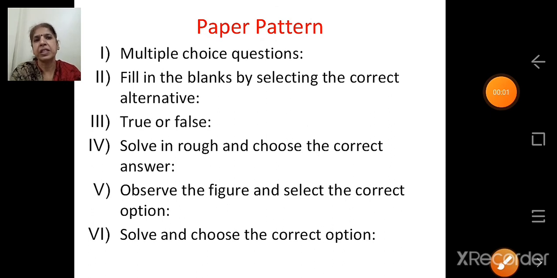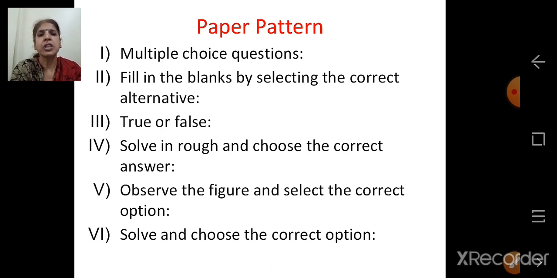Now this is the paper pattern, children. You will get an idea of the type of questions which can be asked. First one is multiple choice questions, and we have seen these multiple choice questions here also, and earlier in almost all the assignments you get multiple choice questions. So you are familiar with these types of questions. Next is fill in the blanks by selecting the correct alternative. So this also you know. True or false, that also we have been solving. Solve in rough and choose the correct answer. These sums also we have done. Then observe the figure and select the correct option. Solve and choose the correct option. So these are the types of questions which can be asked. So this is the paper pattern.